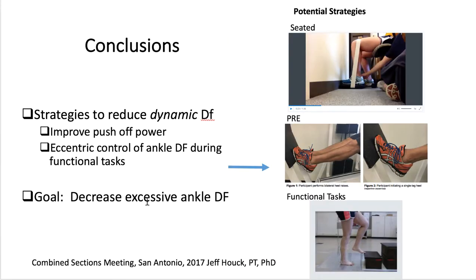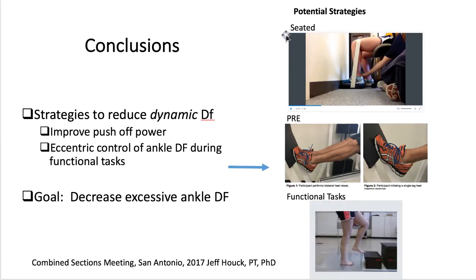So what this suggests to us is that a key strategy to limiting that impingement with the end range dorsiflexion the person is using is how their ankle plantar flexors are performing. And so we thought this is a good strategy for us in terms of minimizing or decreasing the excessive ankle dorsiflexion that could occur during movement.